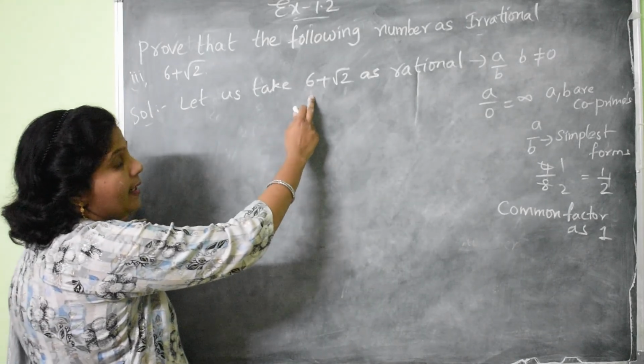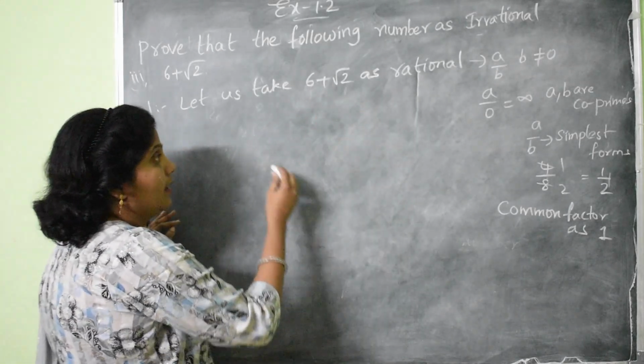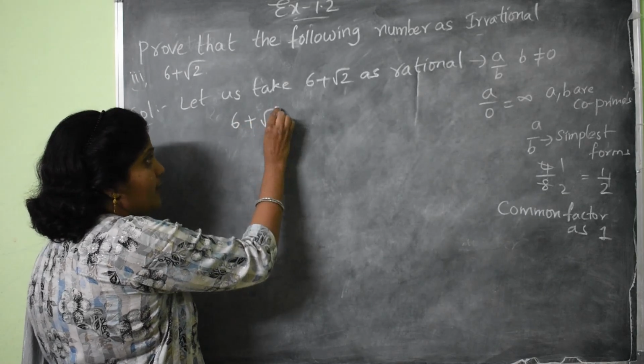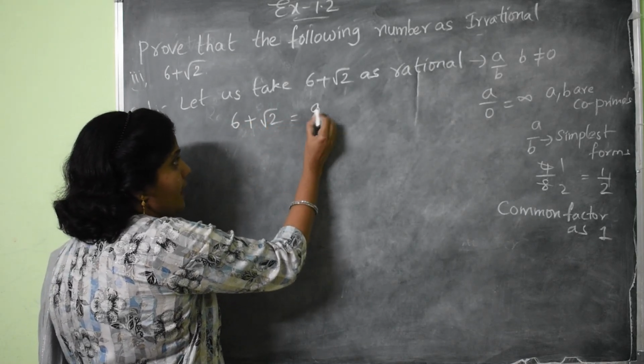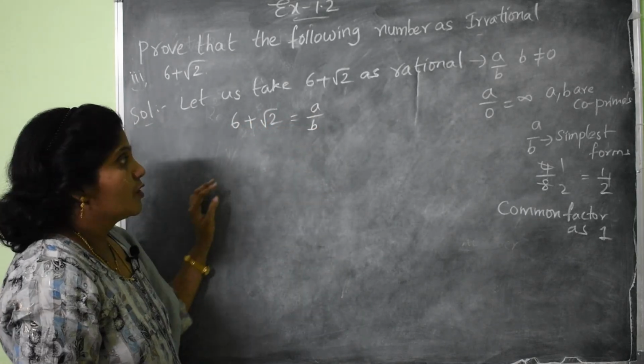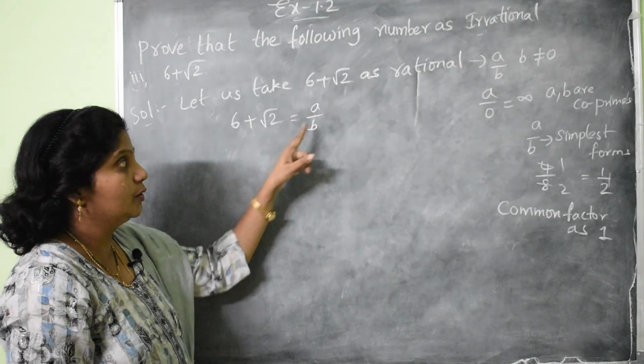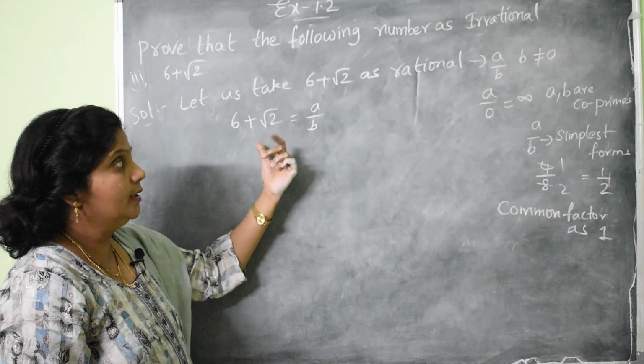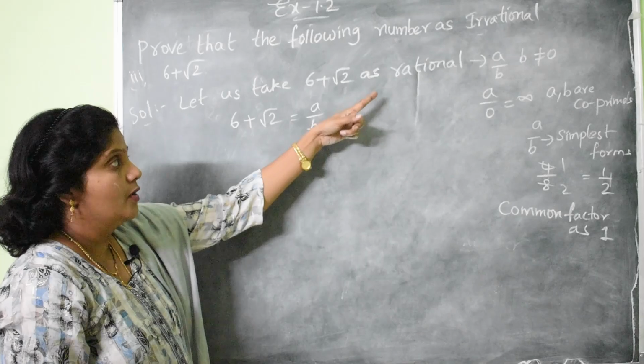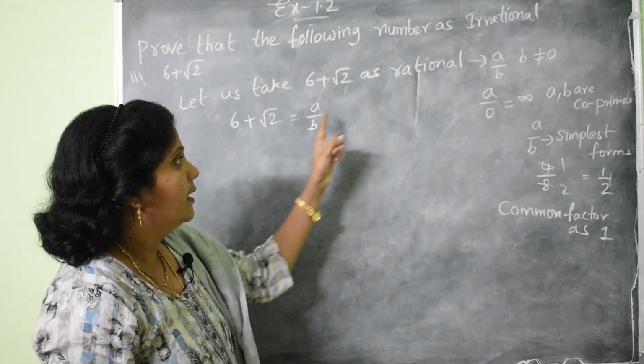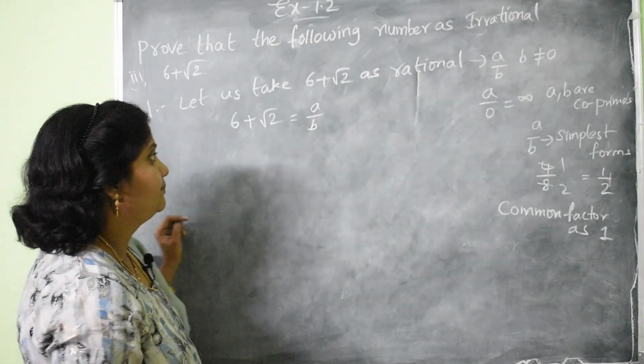So, what are we assuming? 6 plus root 2 as rational. Means I am writing 6 plus root 2 as rational, that is in the form of a by b. So I am equating 6 plus root 2 to a by b, because we are assuming this as rational. A rational number is nothing but a by b.